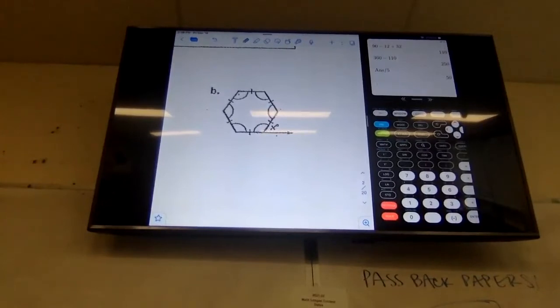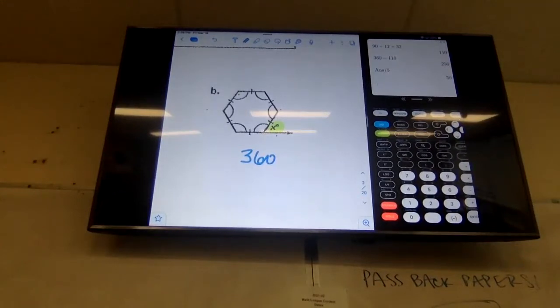I need to find x. Is that an interior or an exterior angle? Exterior, good. And what's the sum of all the exterior angles? 360. And how many exterior angles am I going to have here? I have one drawn, but how many total? Why is it 6?